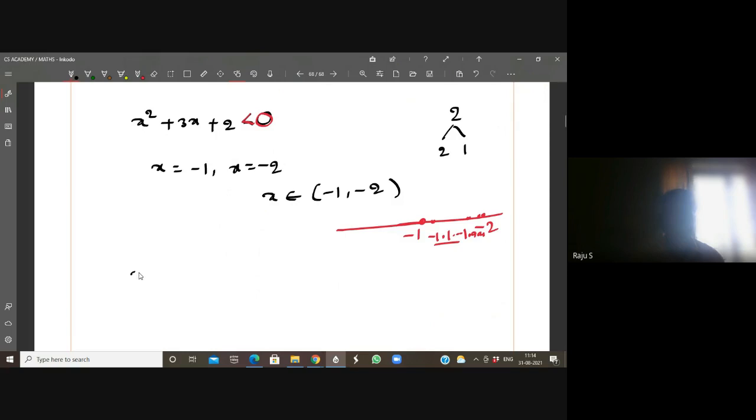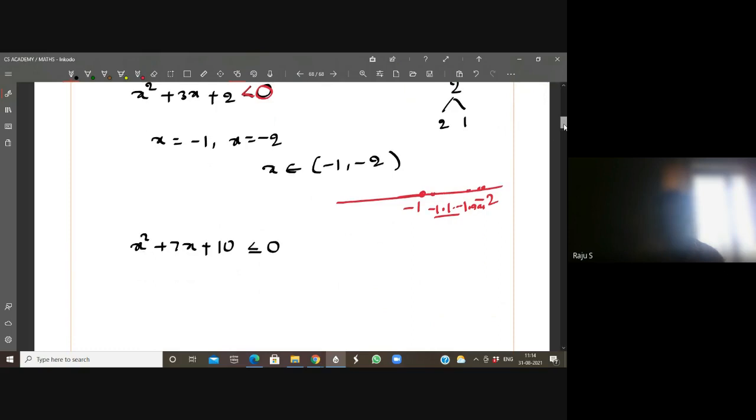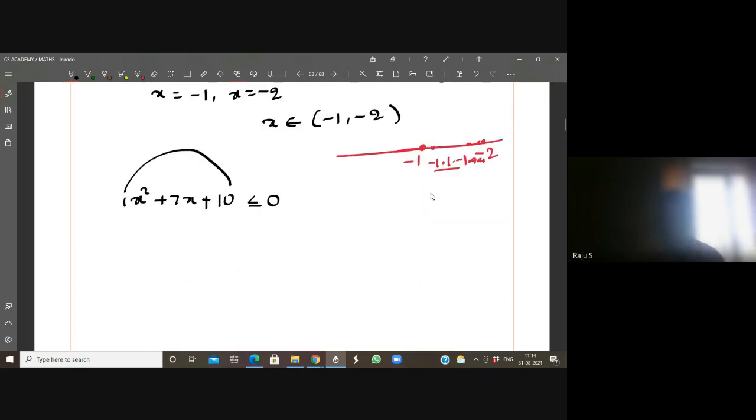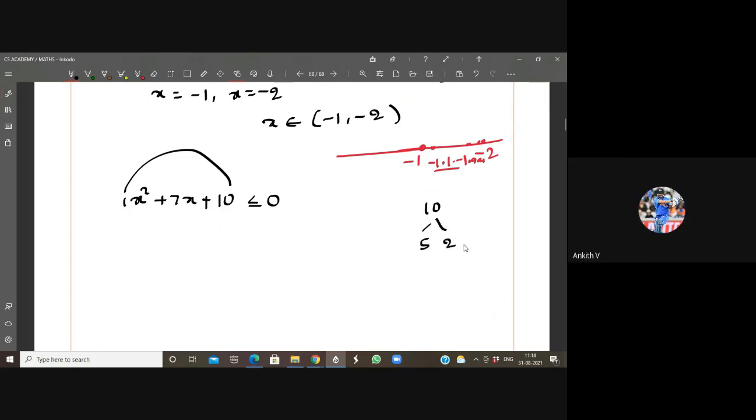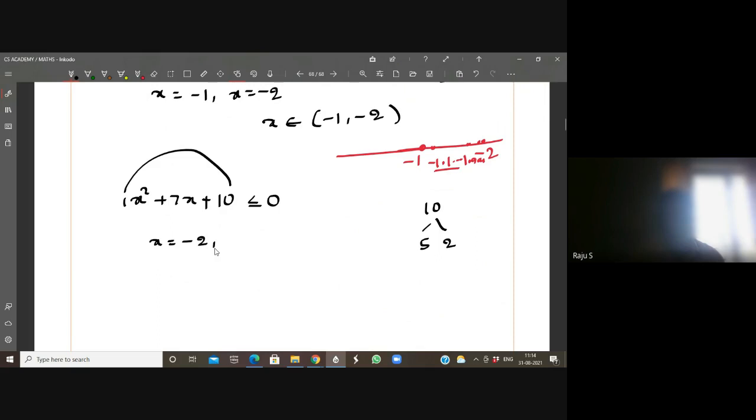Otherwise, another example I'm going to take: x square plus 7x plus 10 lesser than or equal to 0. So what are the roots of this? 10 is 5 comma 2. So here x values are minus 2, minus 5. Here you can write in order, minus 5 comma minus 2. Here it is lesser than or equal, so closed bracket, closed interval.